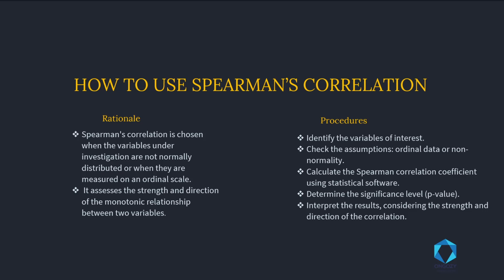So you can use SPSS as a student, that is Statistical Package for Social Sciences. It is a package used for statistical analysis, data management, data visualization. And it is used mainly in social sciences, business, and health sciences for analyzing data. So the next step, you determine the significance level, that is the p-value, and the last step, interpret the results, considering the strength and the direction of the correlation.